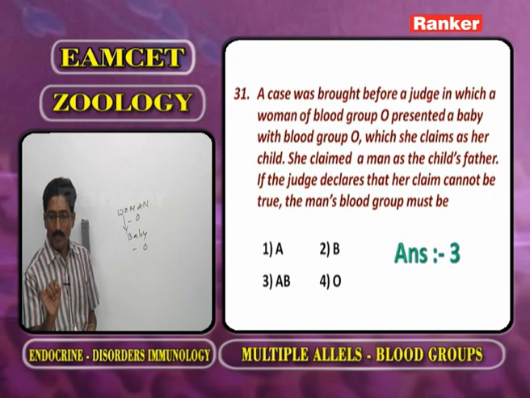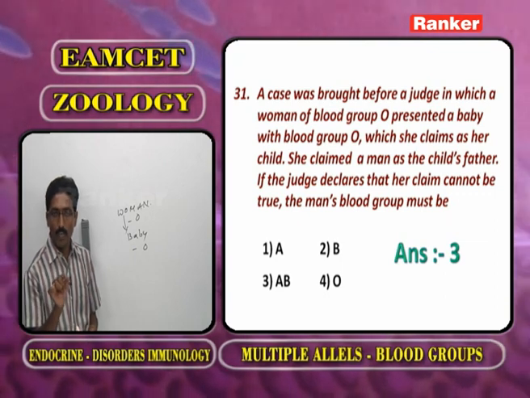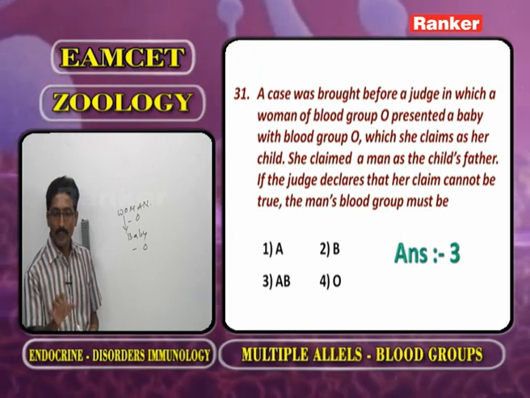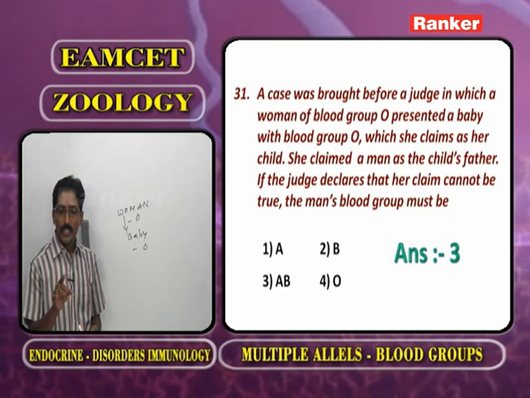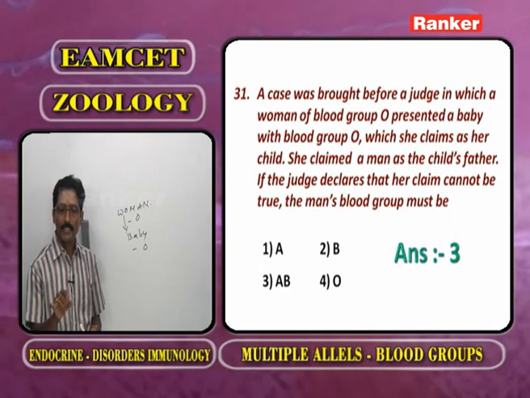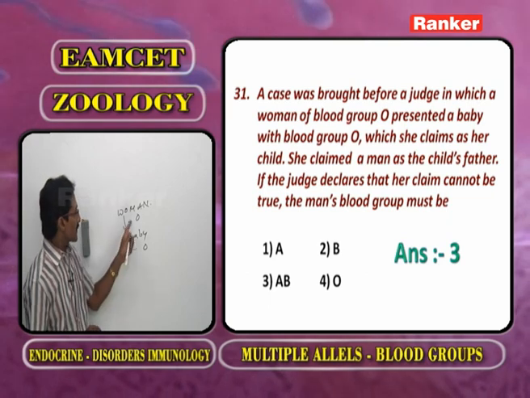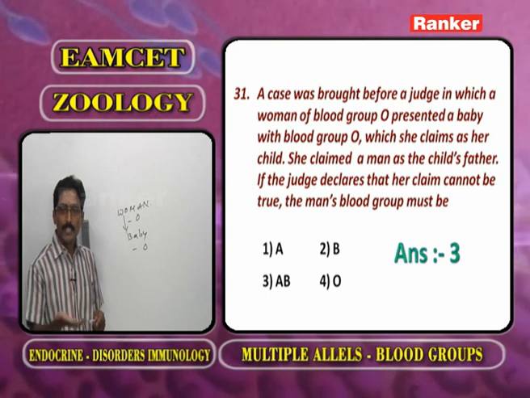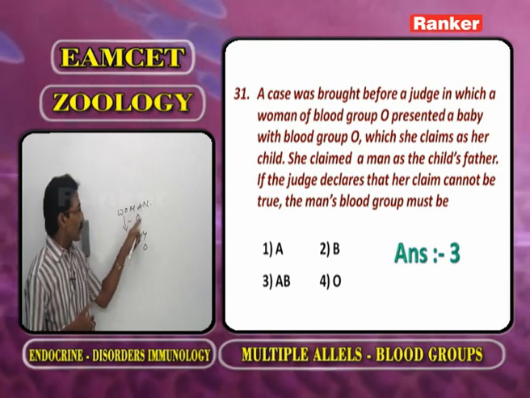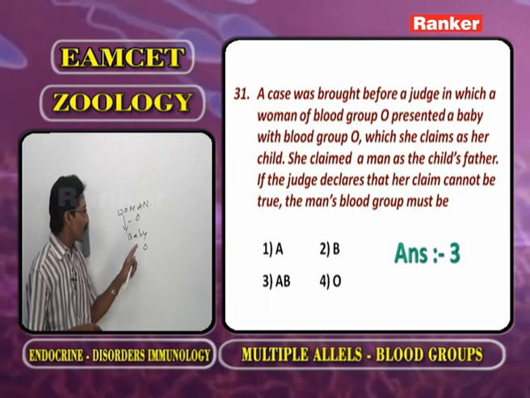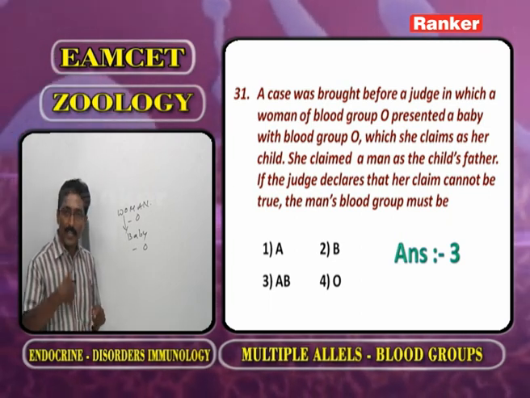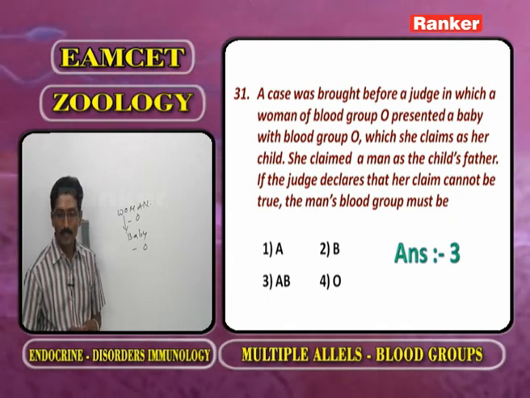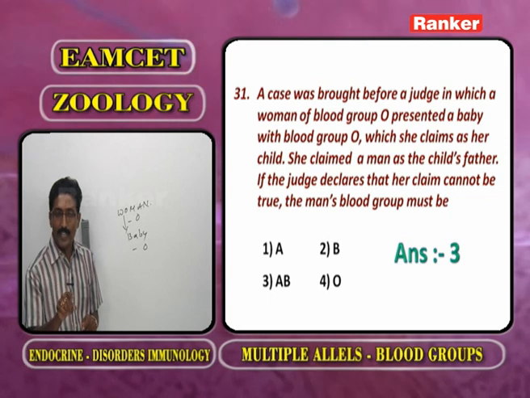A case was brought before a judge in which a woman of blood group O presented a baby with blood group O, which she claims as her child. That means what she is saying: this baby is mine, my blood group is O and my baby's blood group is O, so the baby is mine. That is what the woman is explaining to the judge.